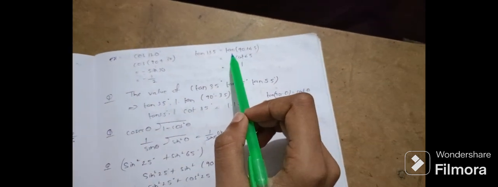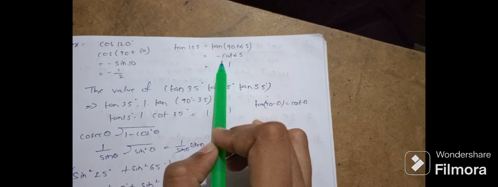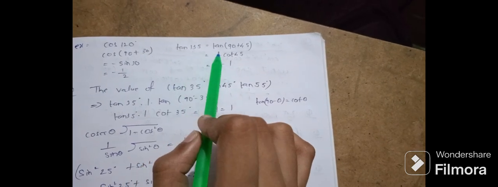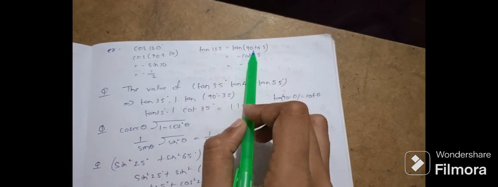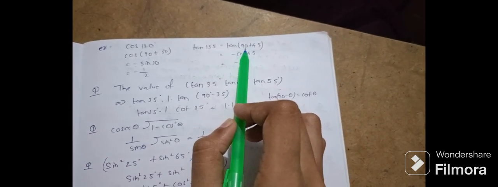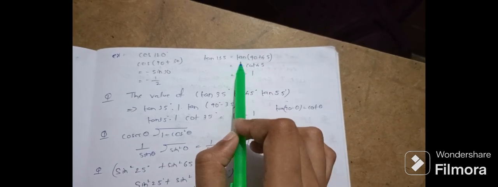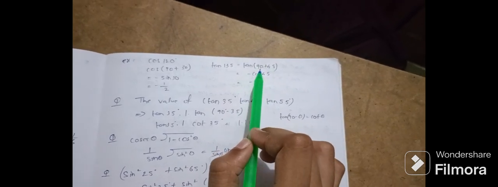In the same way, the tan 135 value. Tan 135 can be written as tan of 90 plus 45. Here 90 is an odd multiple of 90, it is an odd number, so the function will change. The complement of tan is cot. This lies in the second quadrant, and in the second quadrant only sin and cosecant are positive. So tan, that is cot, will get a negative value. Cot 45 value is 1, so the answer is minus 1 here.